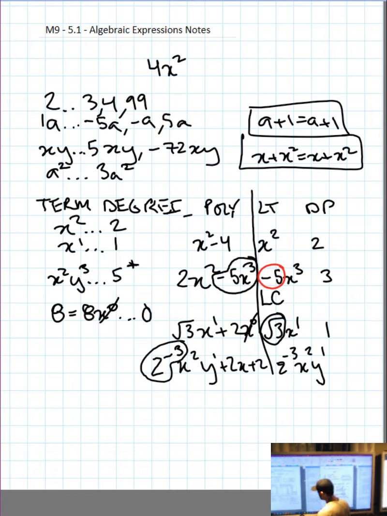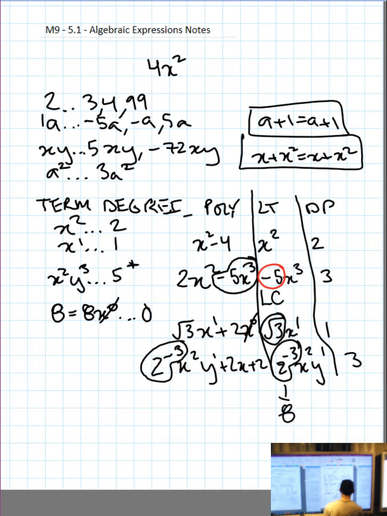And the degree is, for grade 9, 2 plus 1 is 3. Because again, 2 to the negative 3 is by itself. It's actually 1 over 8. It's just a coefficient. That's the leading coefficient.